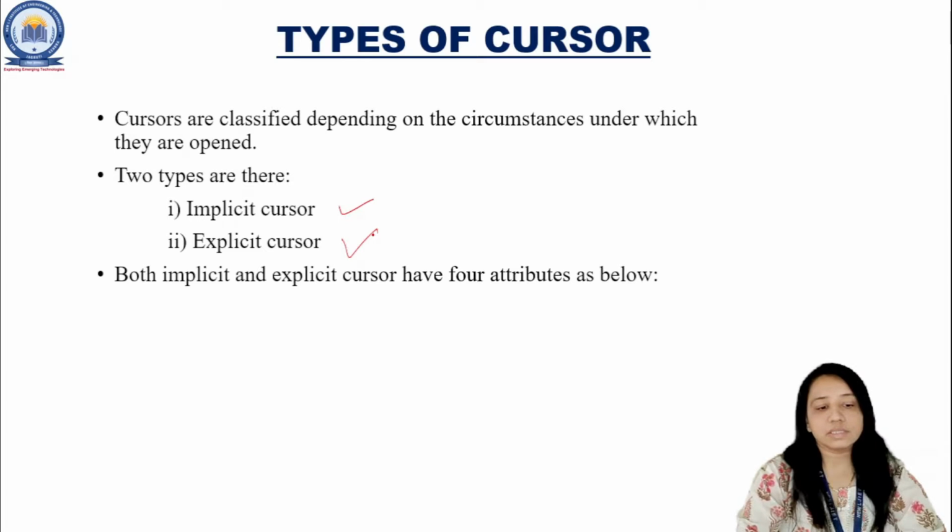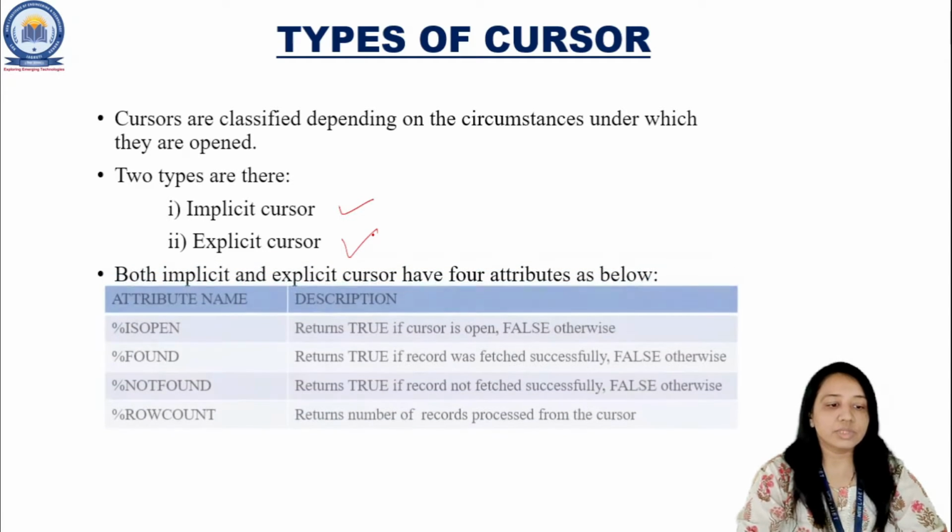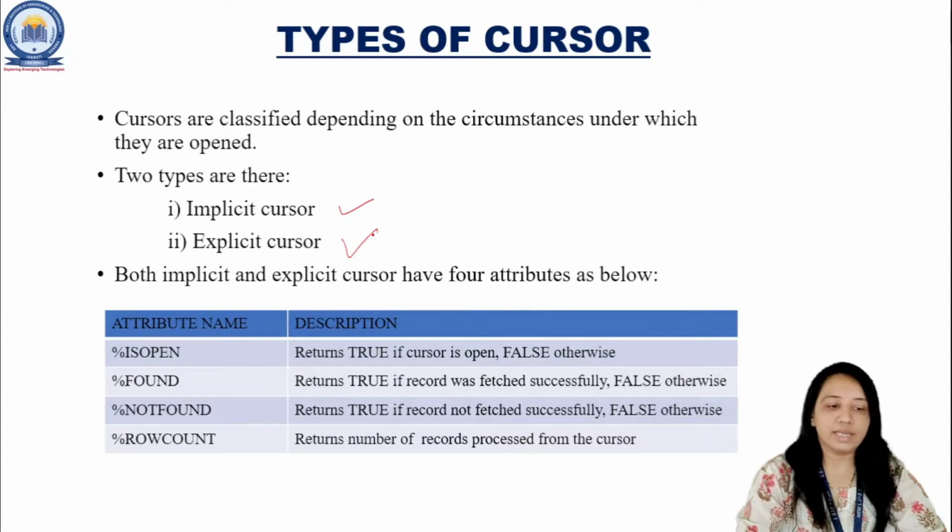Whatever the cursor type, both have some common attributes that you can check. The first one is %ISOPEN. That means whenever you fire any query, the cursor is going to be open, so you can check it with a condition, using it with an if statement. It will return true if the cursor is open, otherwise it will return false.